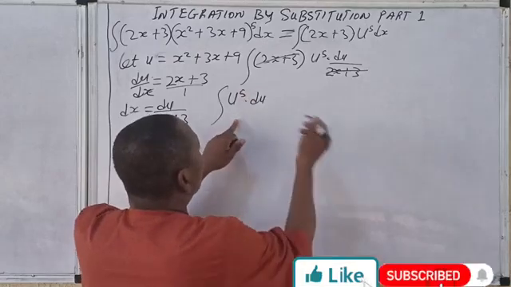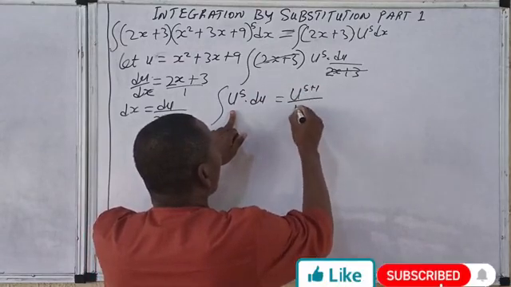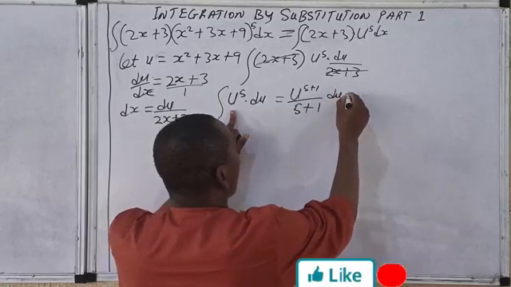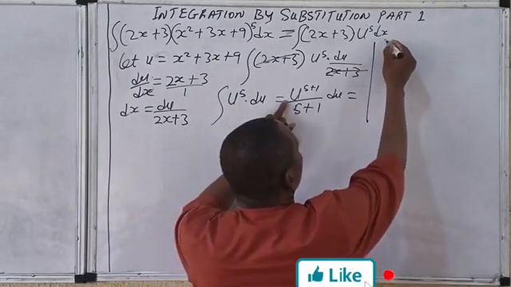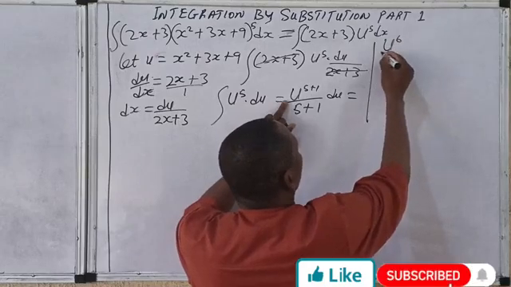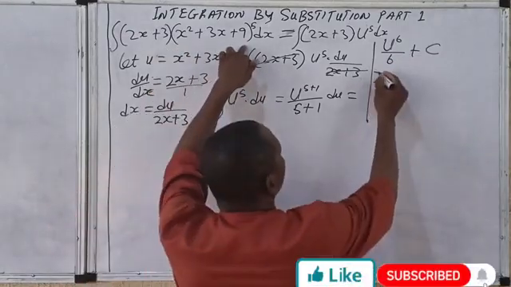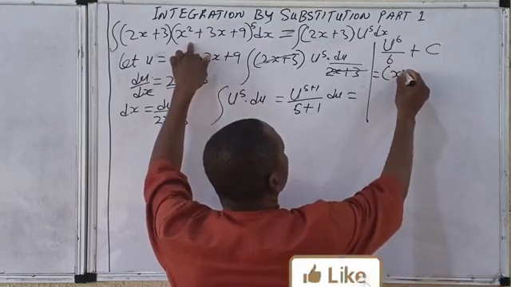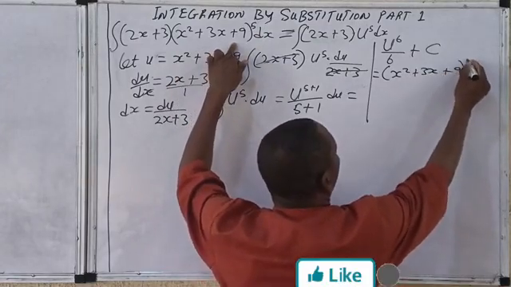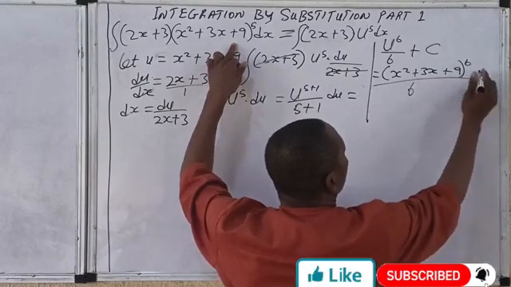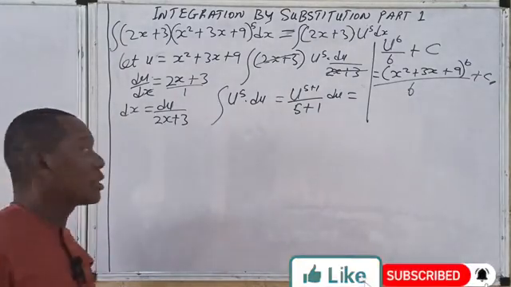Now you know your normal integration process. If you want to integrate this, what will you do? It's simple. u^(5+1) all over 5 + 1, and what is our answer? Our answer is u^6 all over 6 + C. And what is u? This is u. So you can now rewrite it as (x² + 3x + 9)^6 all over 6 + C. So this is the answer. It's a very simple question. So you just have to understand it perfectly.